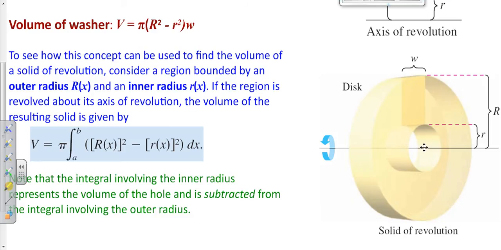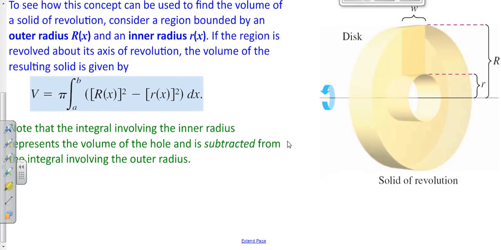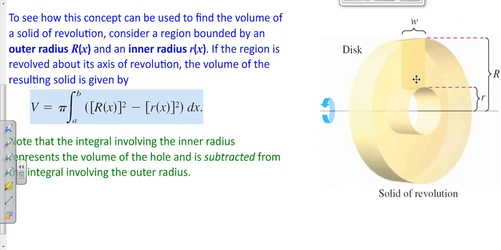That's just like another disk that we have to get rid of. It's still going to be pi, but we get rid of that inner radius, so pi times r squared times your width. For that inner one, that's what we're getting rid of, so that's why it's being subtracted. So when you have a washer, which is basically where you have a hole in the middle of your shape, you're going pi, your bounds, your outer radius squared minus your inner radius squared, and you're integrating that with respect to dx.